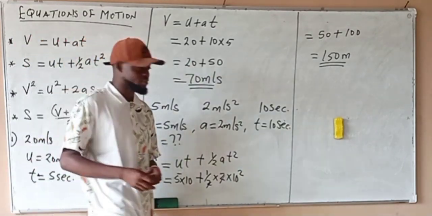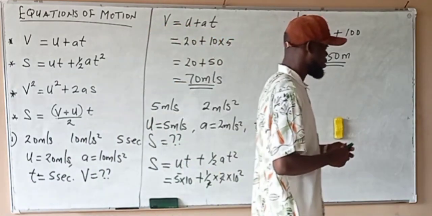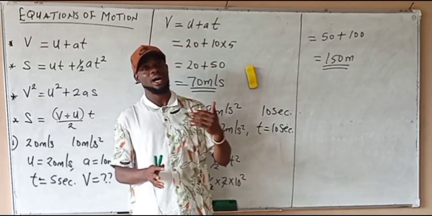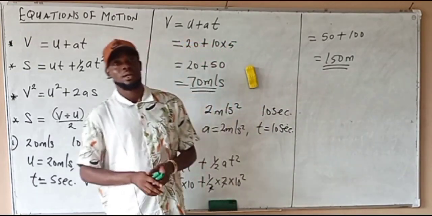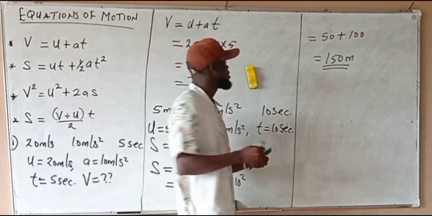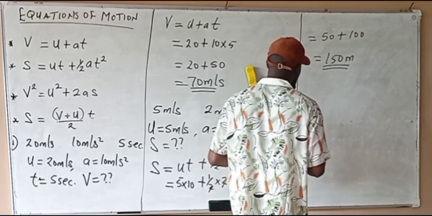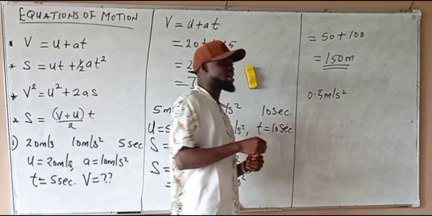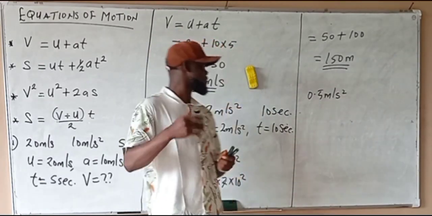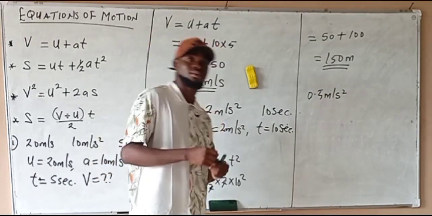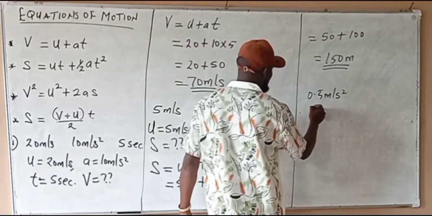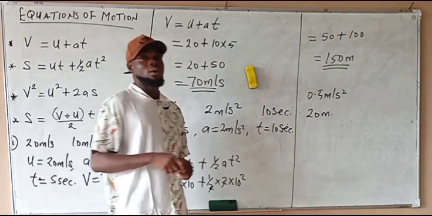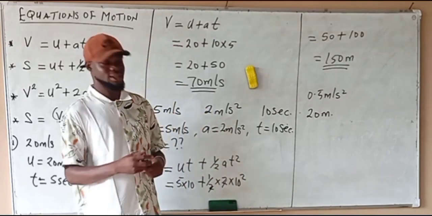Now let's look at another question. A car initially at rest and accelerated at 0.5 meters per second squared, and covers a distance of 20 meters.